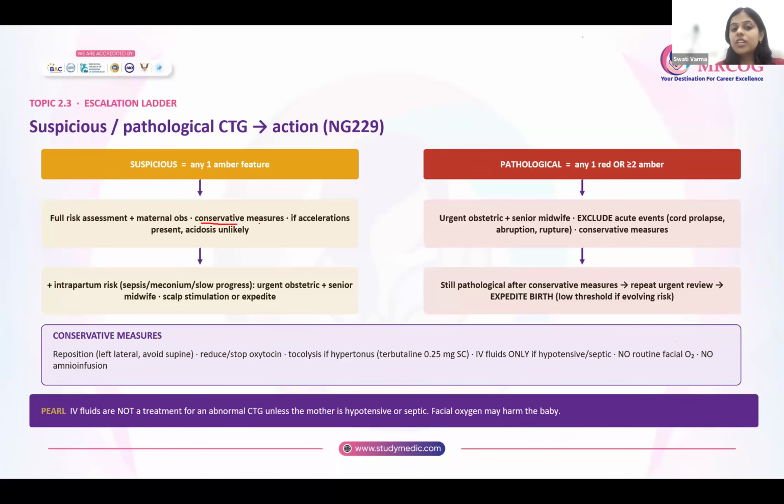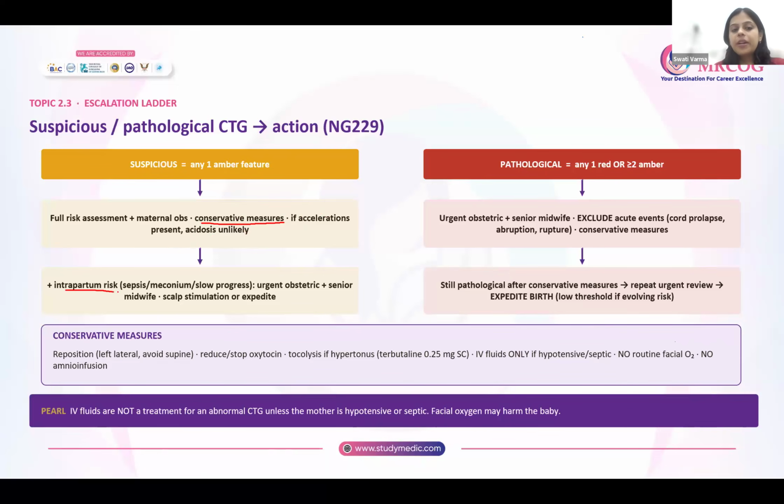Then the next thing which we always start with is conservative measures. Whenever the CTG looks suspicious, start with conservative measures. Also look if any accelerations are there or not. If any accelerations are present, then fetal acidosis is unlikely.